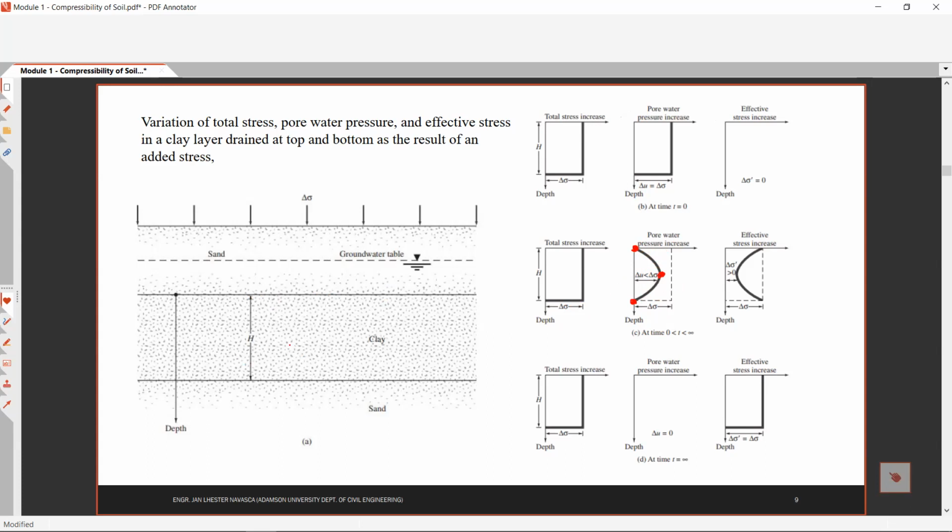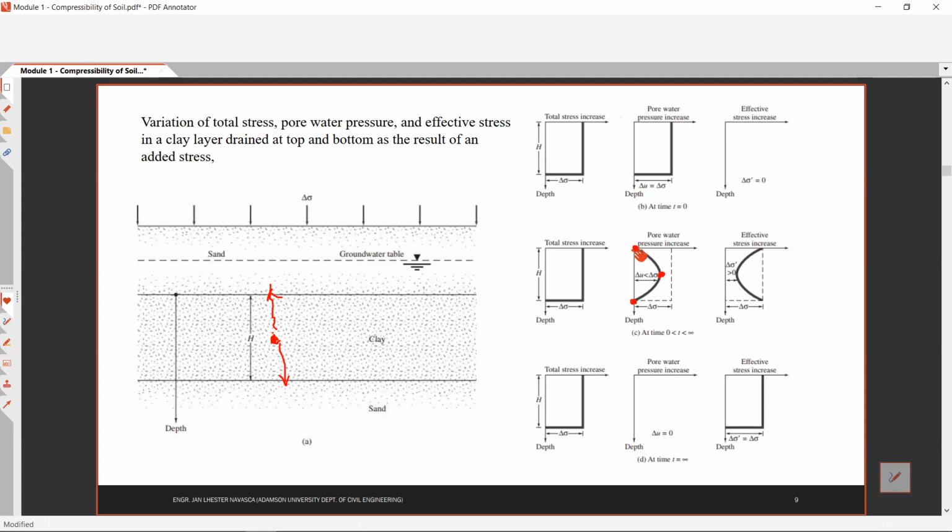Bakit? Kasi yung sa middle portion, mas malayo yung flow of water niya para dissipate yung water dun sa clay. So mas malayo yung travel niya. So ito yung pinaka farthest distance in the clay layer, yung gitna, 'di ba? Syempre, at the top and at the bottom, yung gitna yung pinakamalayong distance. So therefore, yung pore water pressure at the middle of the clay is highest. Yun yung highest. Then the effective stress is equal to this graph.